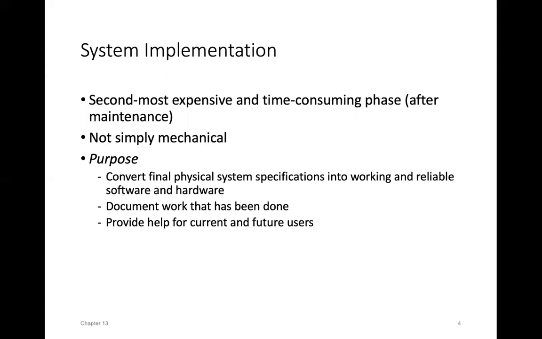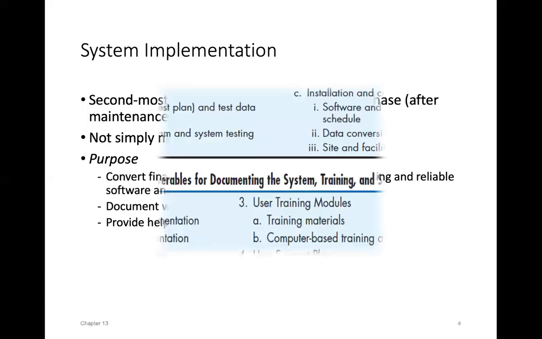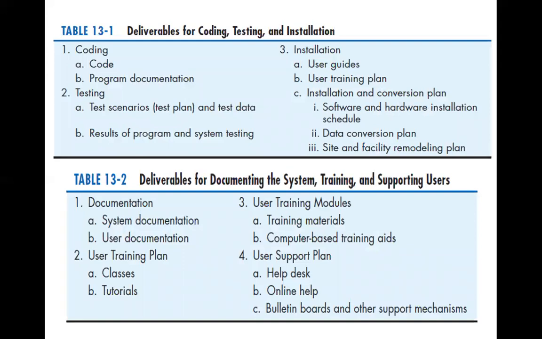So what are our deliverables? We've got deliverables for coding, testing, and installation. We've also got our deliverables for documenting the system, our training, and supporting users. So coding is the process whereby the physical design specs created by the analysis teams are turned into working computer code by the programming team. Once coding has begun, testing then begins. We then go to installation. This is the process during which the current system is replaced by the new system.